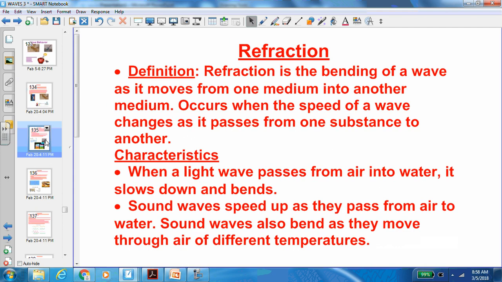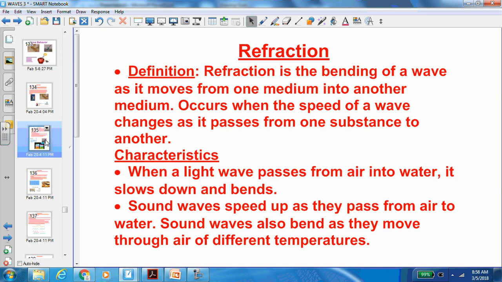Now let's look at refraction. Refraction involves the bending of waves as they move from one medium into another medium. Remember last week we talked about that waves can travel through mediums. Mechanical waves actually have to have a medium in order to move around and transfer energy. Electromagnetic waves, such as light, can travel with or without a medium.